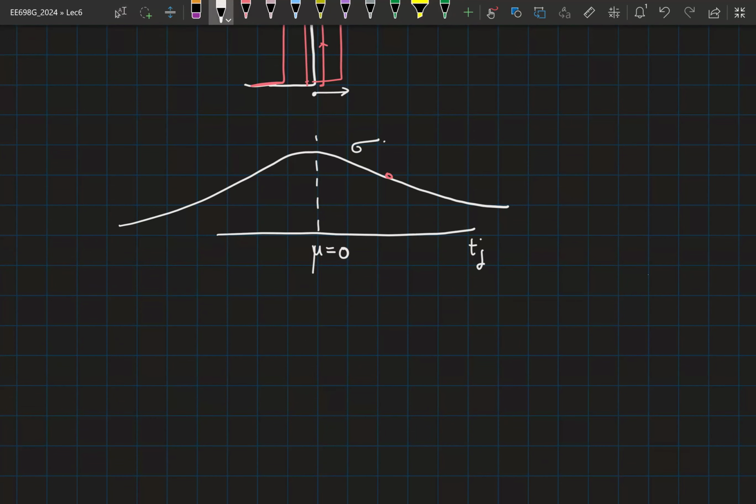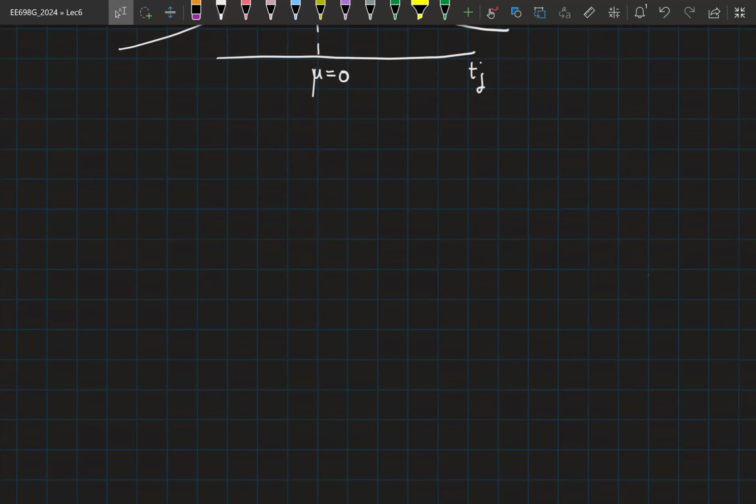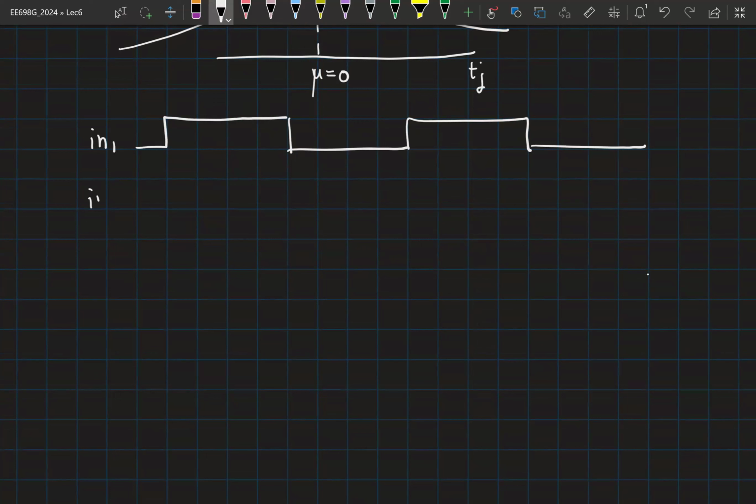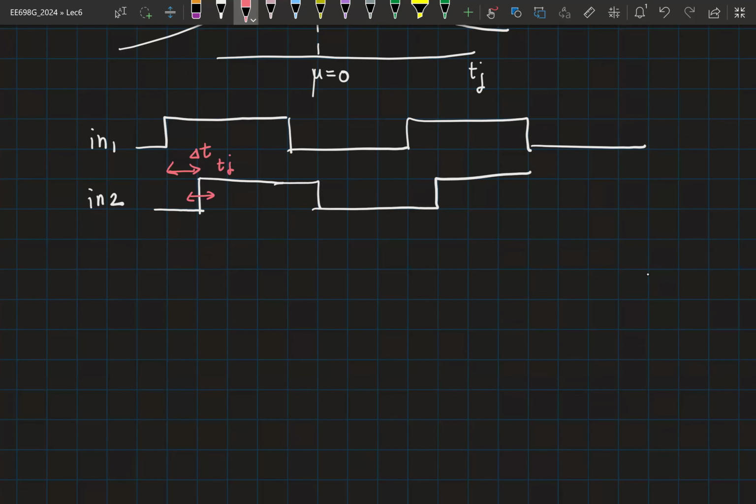So now let us consider our scenario of this D-flip-flop based PD. I'm simply going to assume that in1 is very clean. It doesn't have any jitter associated with it. And we will assume that the in2 edge now has some jitter associated with it. So let's say in1 and in2 were separated by delta t. Now the in2 edge has some jitter associated with it that I represent using the variable Tj. Now, what is the delay that is being measured by the PD?